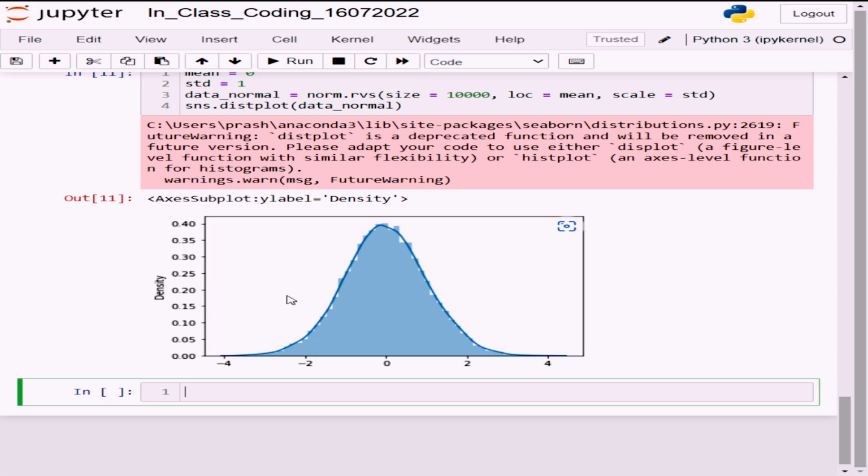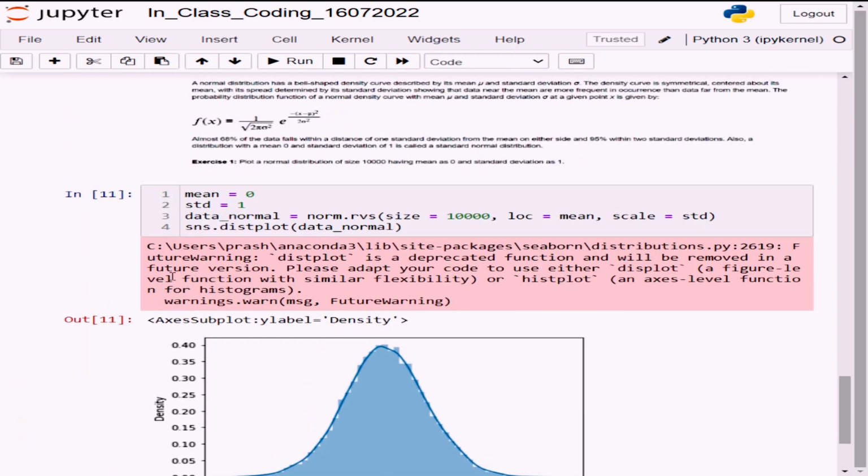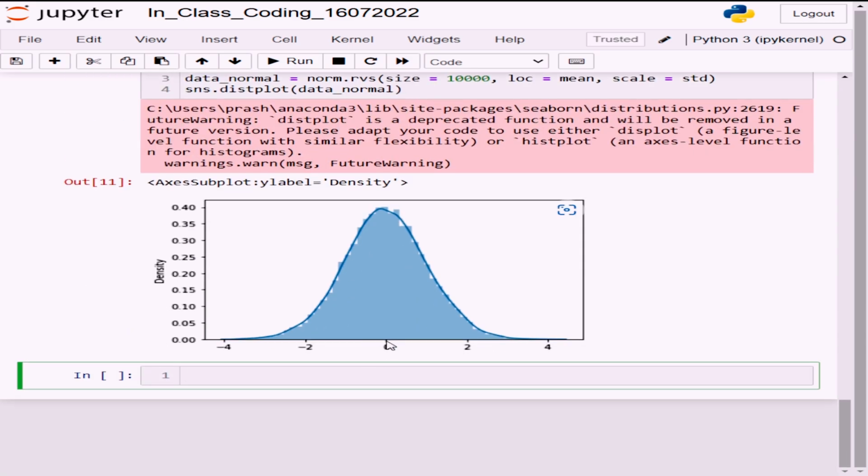So what does norm.rvs stand for? It's an inbuilt function to create random values, not variables, my mistake, random values, of whatever size you specify. Location stands for where the center is, so the central value is around the mean, that is 0. And the spread is controlled by the scale value, the standard deviation.